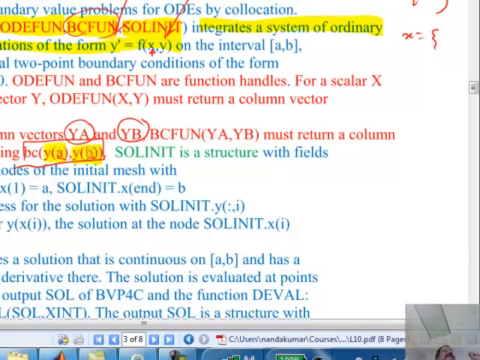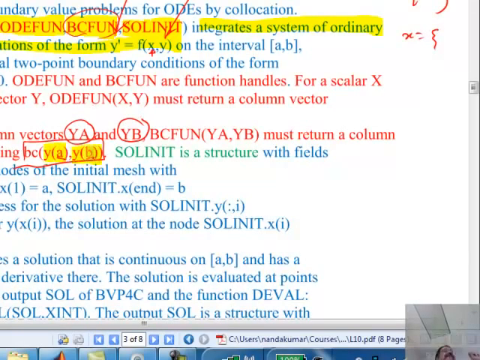solinit.x, this could be an array as well. So solinit.x is a structure that contains the information about the domain of x. x goes from 0 to 1. So solinit.x1 is equal to a, the left boundary. solinit.xn is equal to b, the right boundary. And we really don't need to actually construct this structure. They have given us a function that does this, and the function is called bvpinit. It's really getting difficult now, right? If I ask for help on bvpinit, this function helps us take the input for the domain and the initial condition and construct the structure as an output.